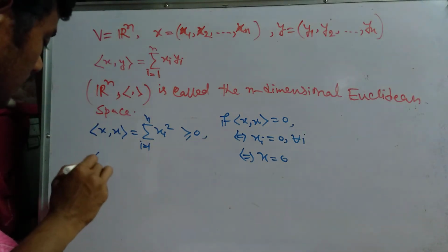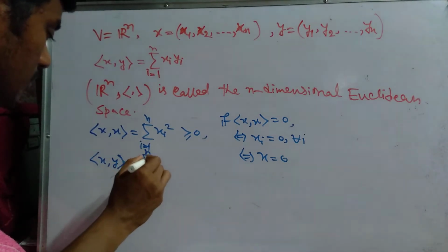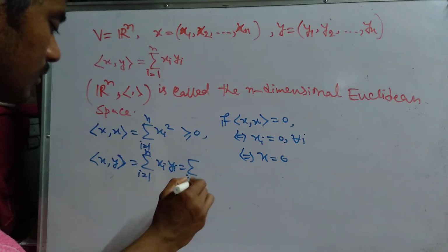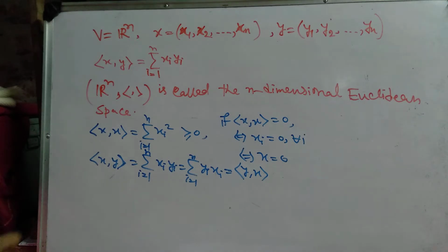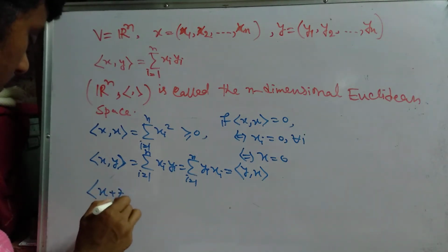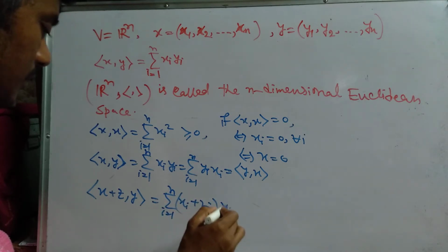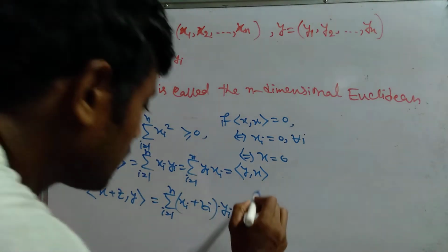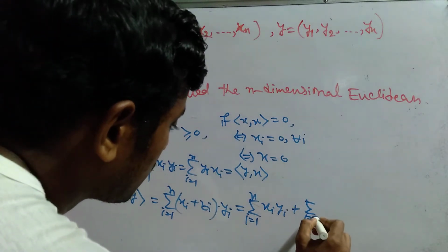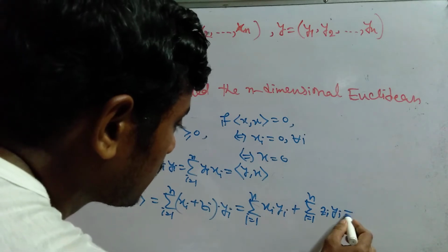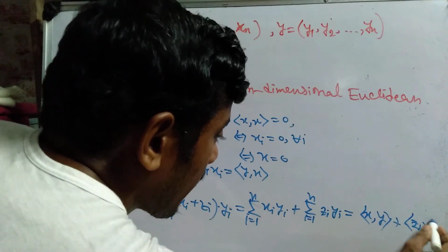If you check the third property, x inner product y equals summation i equal to 1 to n of xi yi equals summation of yi xi equals y inner product x. And the fourth property: (x plus z) inner product y equals summation of (xi plus zi) multiplied by yi, equals summation of xi yi plus summation of zi yi, equals x inner product y plus z inner product y.